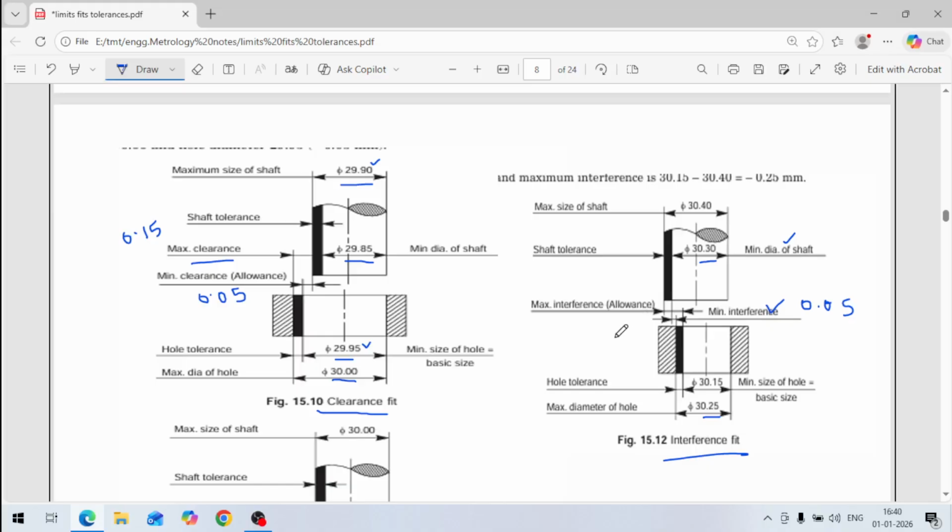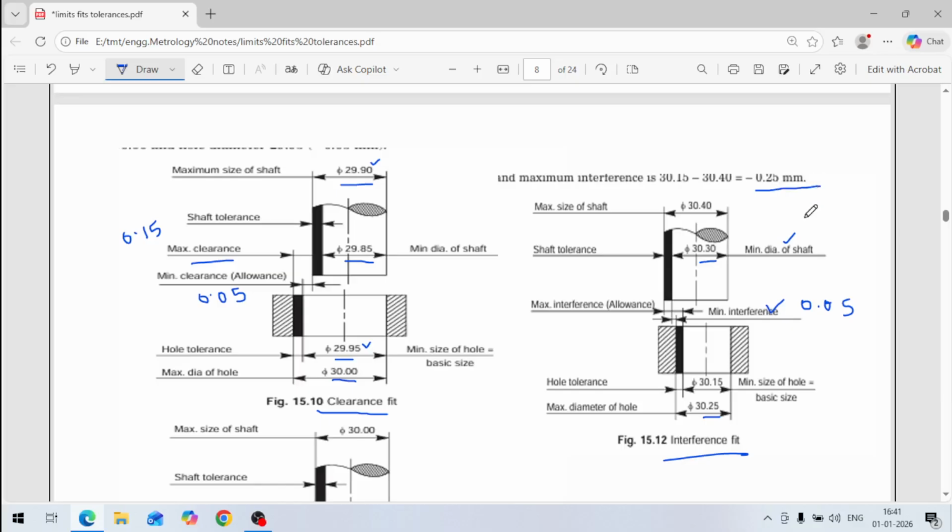Okay. Now how much is the maximum interference? Maximum interference means the maximum size of the shaft. Maximum size of the shaft is 30.4 and minimum size of the hole is 30.15. So this interference is how much? 30.4 minus 30.15 is 0.25 mm.